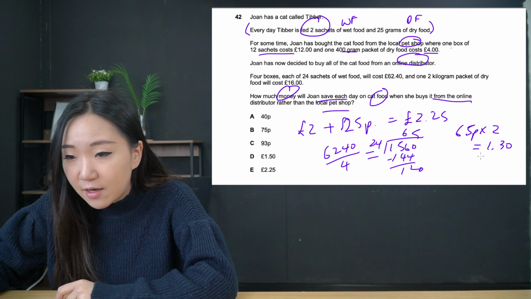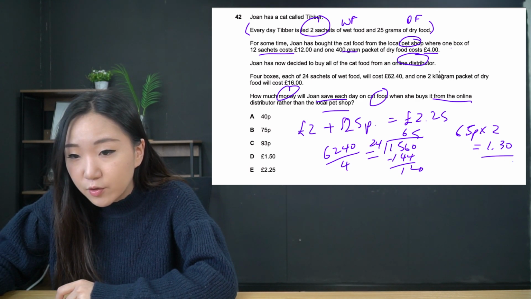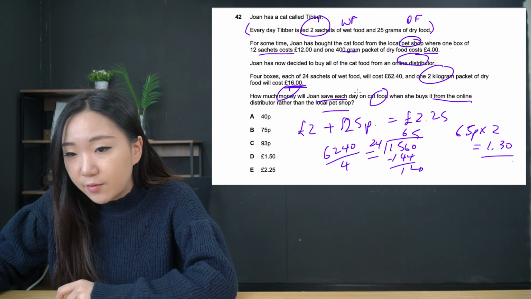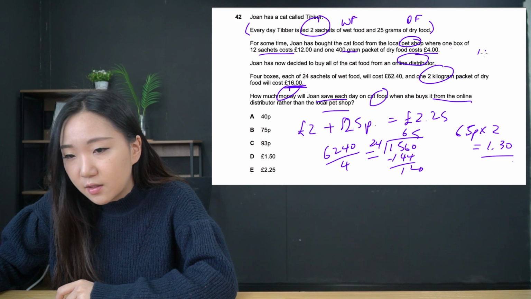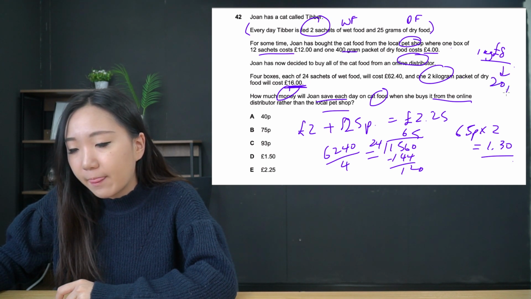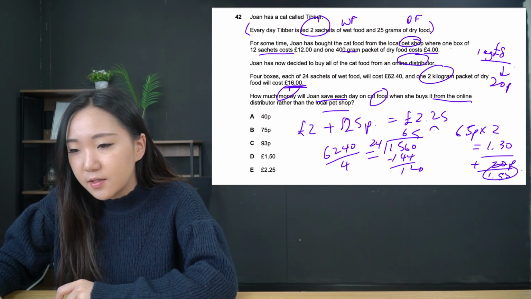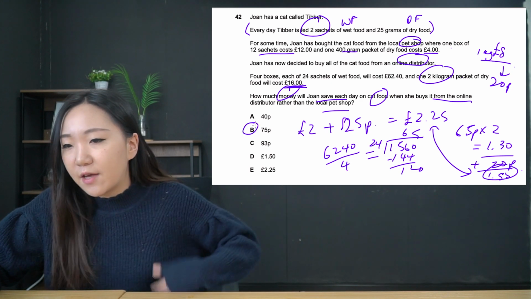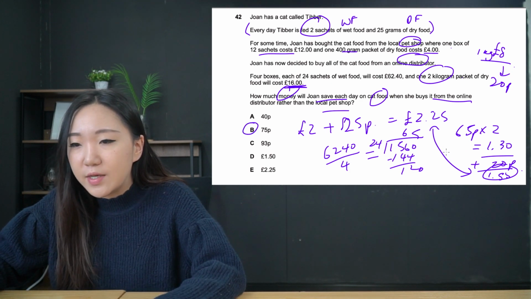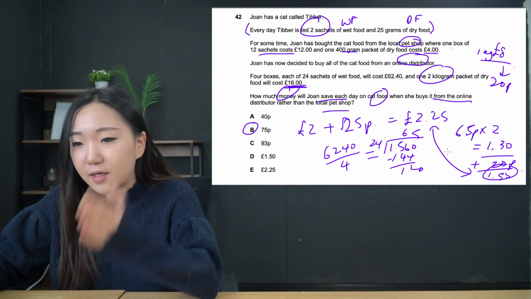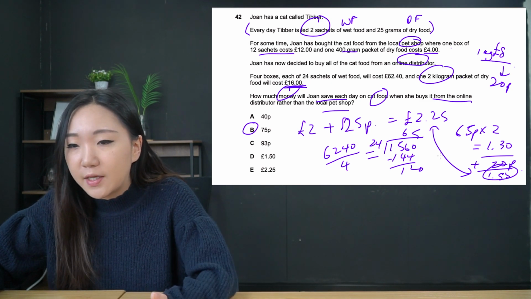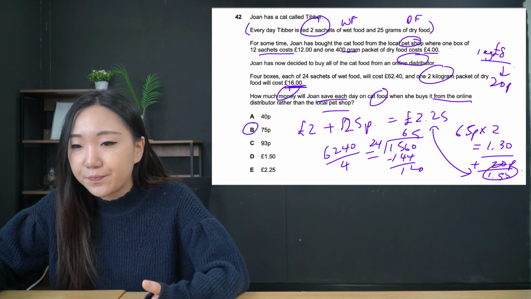And then we also need to calculate the dry food. We've got 2 kilograms of dry food costing £16, so 1 kilogram is £8, which would mean that the 25 grams would cost 20p. We add that, and that would give us £1.50. So the difference between the two values is going to be 75 pence. There's just no avoiding this one unfortunately, but the important thing is to recognise that it's just a simple calculation question. It shouldn't be a scary question because you know exactly what to do.